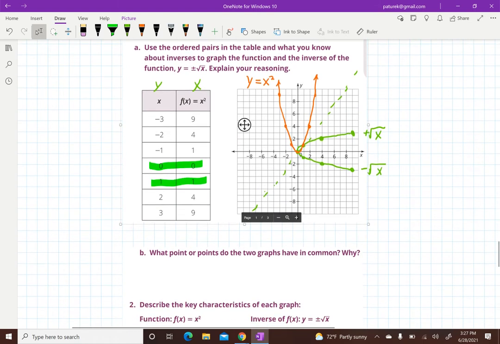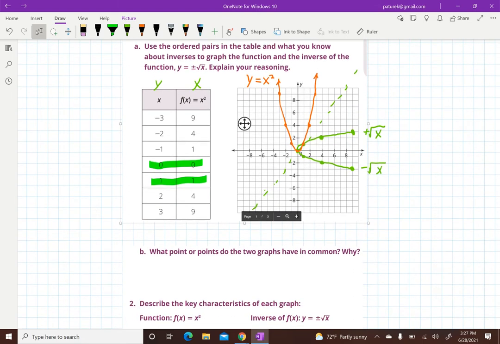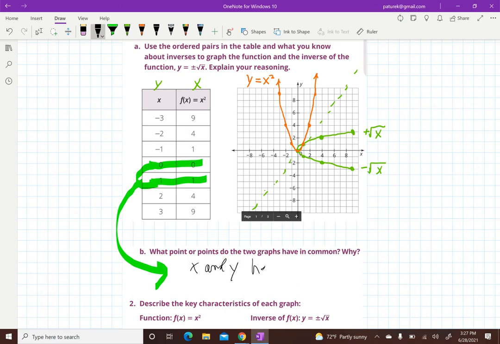So what point or points on the two graphs do they have in common, and why? That's these two guys. Because x and y have the same values. So after you swap the value of x with the value of y, it makes no difference. Swapping 0 and 0 is still 0 and 0. Swapping 1 and 1 is still 1 and 1.